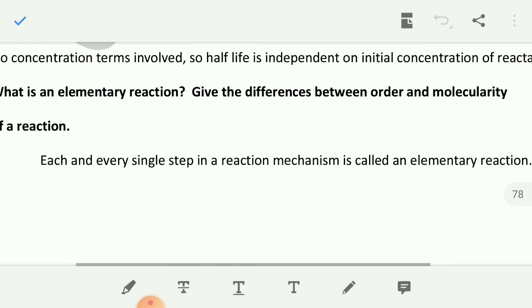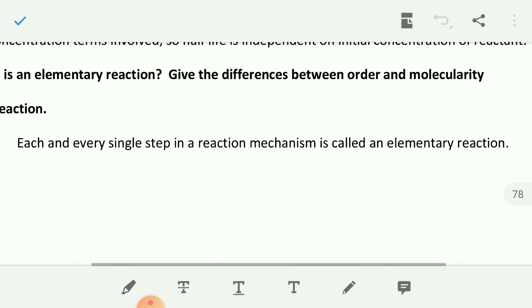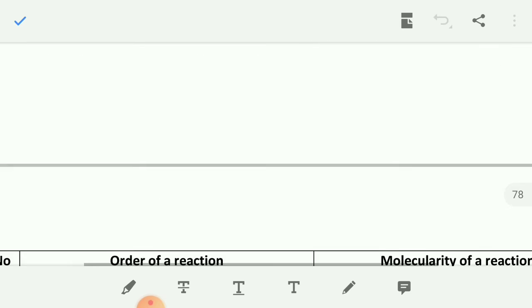Each and every single step in a reaction mechanism is called an elementary reaction. Mechanism means to know the initial and final, how they occur. Initial to final. So each and every single step in a reaction mechanism is called an elementary reaction.